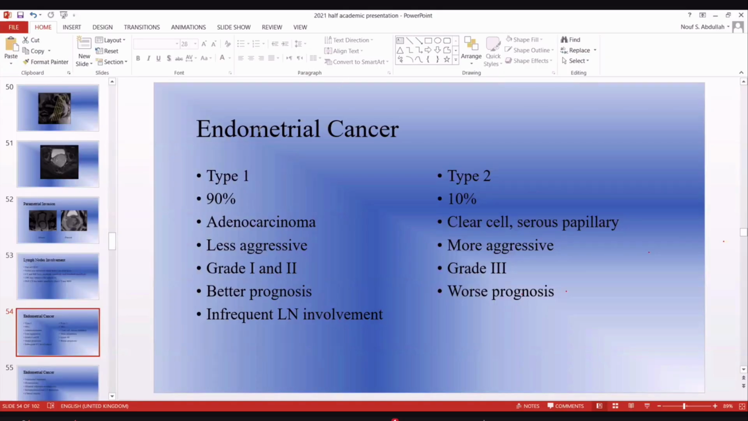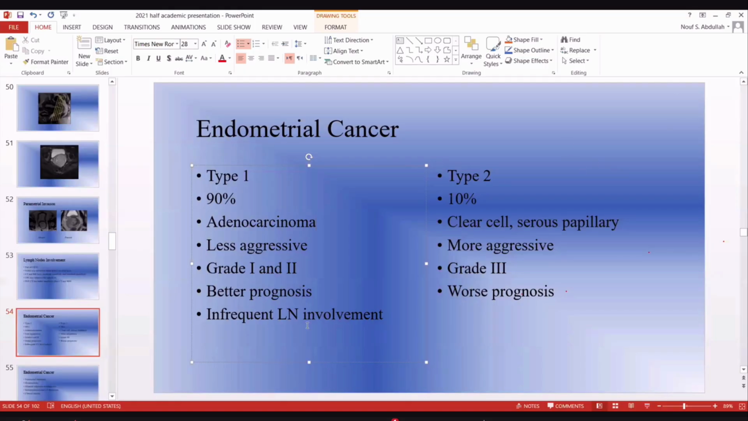So endometrial cancer, there are two types. Type 1 usually is the better type. 90% of the cases, it is adenocarcinoma. Usually, it is less aggressive. Histopathology grading, usually it is grade 1 and grade 2, has better prognosis and infrequent lymph node involvement. So this is type 1.